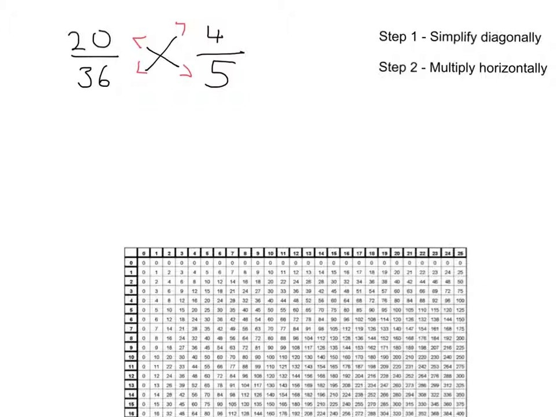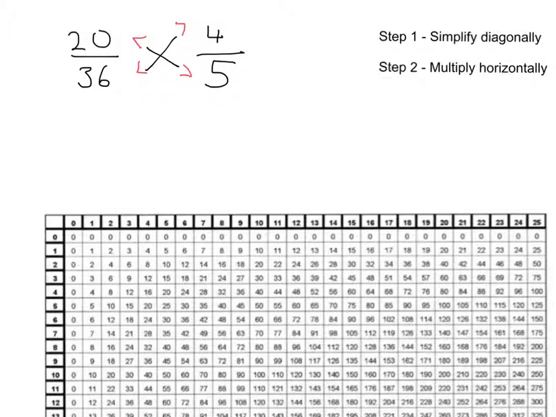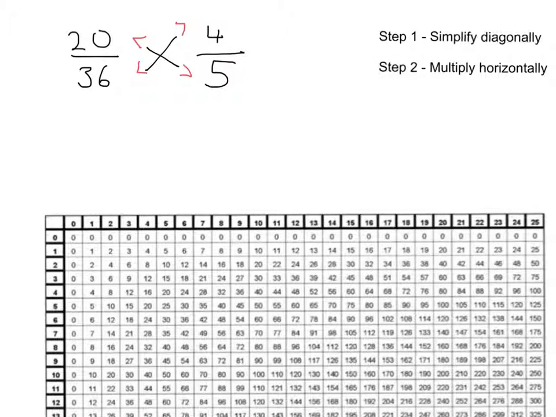To do that, we know that we need to look at the times table and find the denominator and the numerator in the same row or the same column. So if we have a look at the times table, we can see that there is a number 5 here and a number 20 here. So this satisfies the rule because we can see that the denominator and the numerator are in the same row.